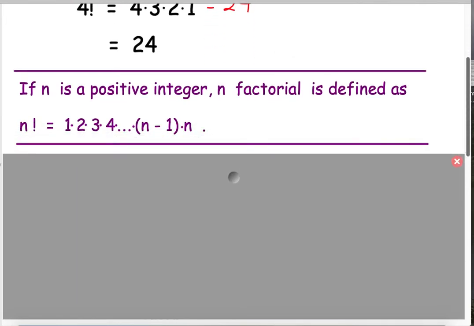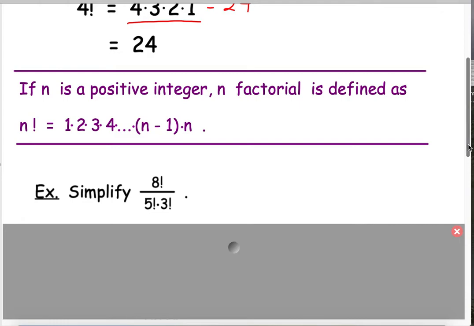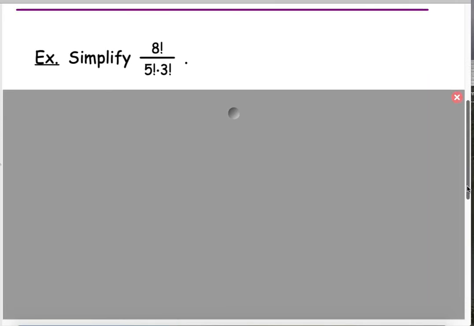Okay, so in general, if n is a positive integer, n factorial is defined as 1 times 2 times 3 times 4 all the way up to n. Now I tend to write it backwards, like I did in the 4 factorial example. You'll see why if you do some work with probability, it makes more sense to write them with the biggest number first when you're counting. But it doesn't matter either way, because we're multiplying, and of course multiplication is commutative. Alright, so let's do a couple more examples with factorial so you can get comfortable with it.